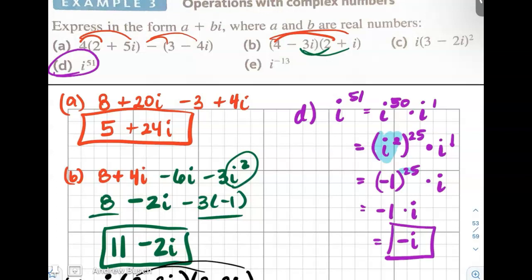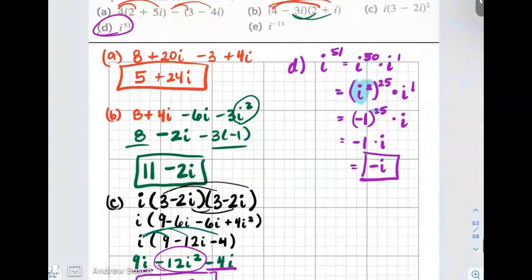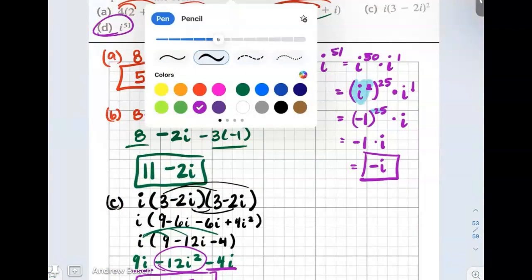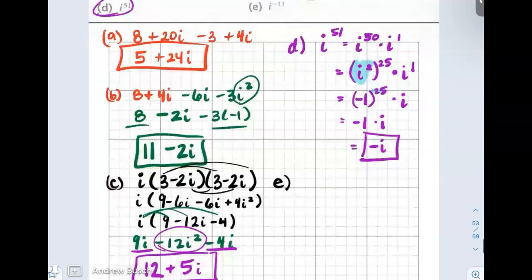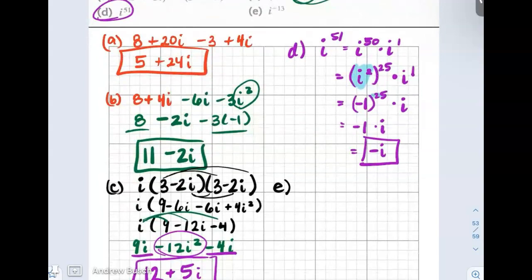We're going to do the same thing with part E. Remember, a negative exponent moves it to the denominator. First thing I'm going to do is rewrite that as i to the positive 13th on the bottom. Let's go ahead and just move it. I was going to do something else, but we're just going to go ahead and move it. So now we don't have to worry about the negative.